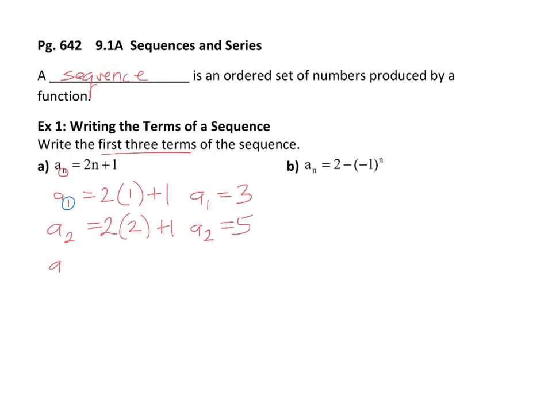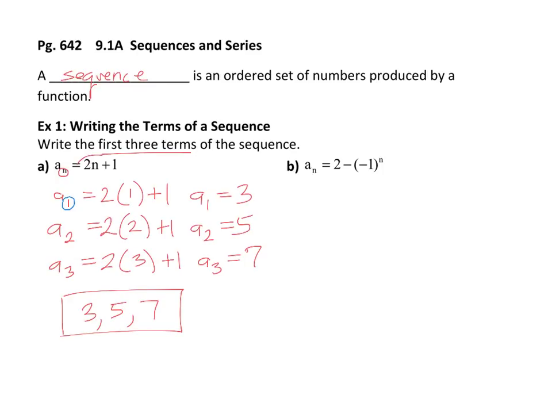And then we have the third term, a sub 3. So we have 2 times 3 plus 1. So a sub 3 is equal to 7. All right, so our first 3 terms of the sequence are 3, 5, and 7. All right, essentially this function gives us all the odd numbers in sequence. All right, let's do another example.